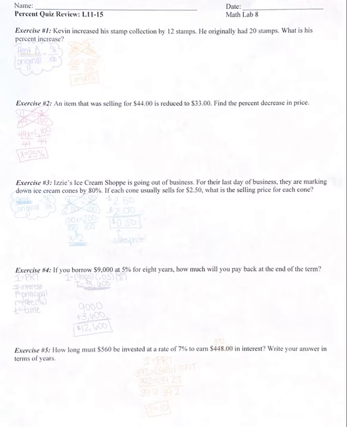Okay, so exercise 1, we have Kevin increased his stamp collection by 12 stamps. He originally had 20 stamps. What is his percent increase? So here we're talking about percent increase and decrease. And our formula for that is we have the amount of change, I'm going to do a little triangle or a delta for change, over the original, and that's equal to our percent over 100. And this formula here is going to help us find both the increase and the decrease.